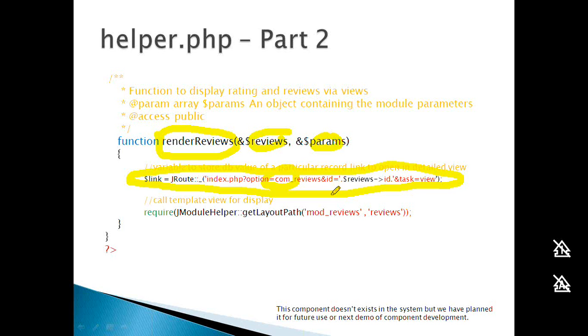In the module, you can display two reviews, and a view more link could be given there, which will be routed to this particular link. Once clicked, it will take you to the component page of reviews, and all of the reviews can be shown on that particular page. And then finally we are calling the template view for the display purpose. It's simple.